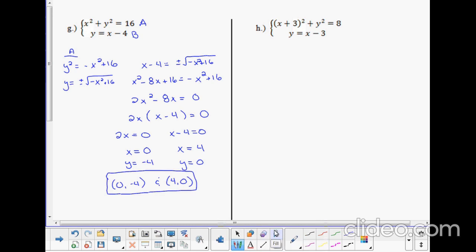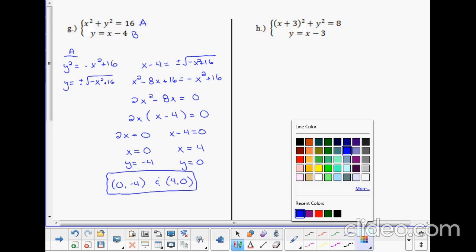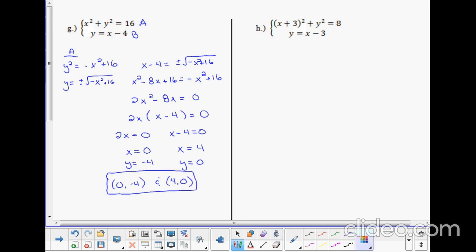Let's take a look at H, because H gives us a little bit more complicated of a setup here. Again, this one is prepared for substitution already. So I'm going to do the substitution here and take a look at this algebraically, and then come back and rewrite to put it into the graph. It doesn't matter if you rewrite first or second, we can find the algebraic solution straight away here. So I already have y isolated, so I'm going to substitute x minus 3 in for y in equation A. And so that would leave me with x plus 3 quantity squared plus x minus 3 quantity squared equal to 8.